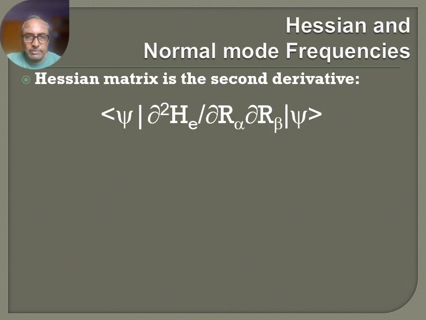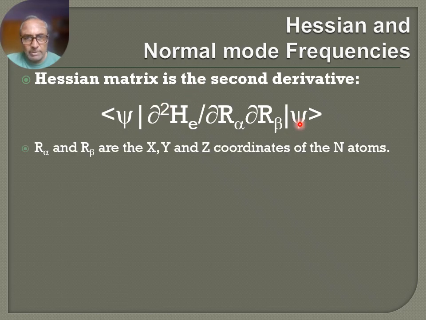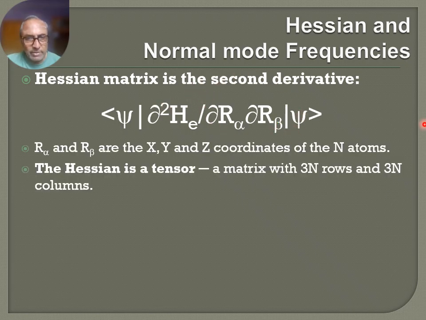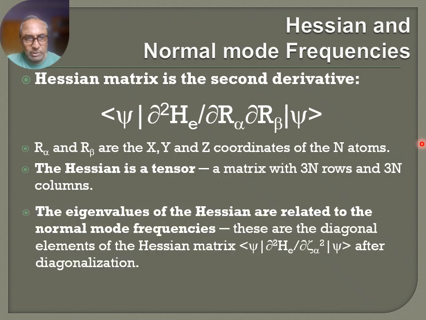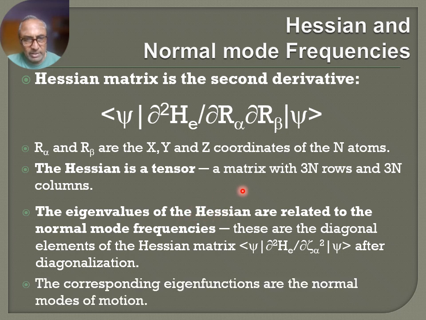The Hessian matrix is the matrix of second derivatives of the electronic Hamiltonian with respect to the nuclear coordinates. It is a tensor, a matrix with 3n rows and 3n columns. The eigenvalues of the Hessian are related to the normal mode frequencies. These are the diagonal elements of the Hessian matrix. The corresponding eigenfunctions are the normal modes of vibration.